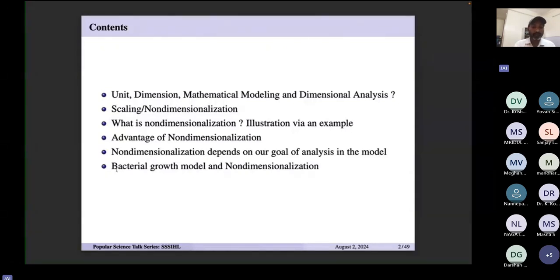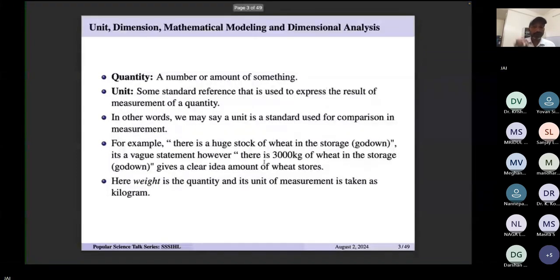I will take then, in the last part, a bacterial growth model and we will learn the whole process precisely.